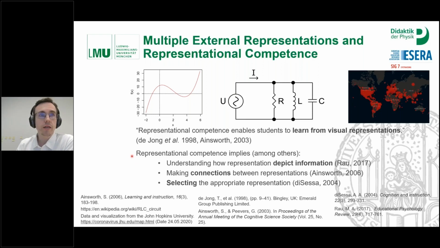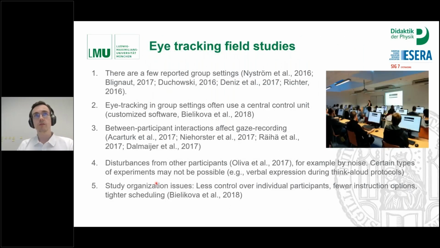That implies that they understand how a representation depicts information, that they can make connections between representations, and that they are able to select the appropriate representation for the content they want to learn. Now to the field studies in eye tracking.